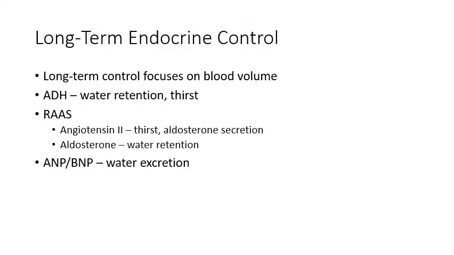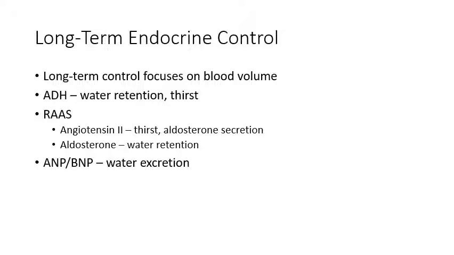The endocrine system can also affect blood volume, which changes blood pressure in the long term, so over the course of days or weeks. You've got another five hormones that affect blood volume. They are ADH, angiotensin II, aldosterone, and ANP and BNP. So angiotensin II and ANP and BNP we already talked about because they affect vascular resistance, which then ends up affecting blood pressure. So the effects of those hormones on vascular resistance are part of short-term endocrine control because they affect vascular resistance and that has a quick effect on blood pressure.